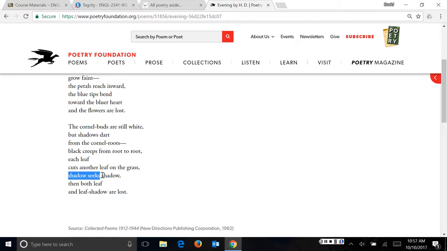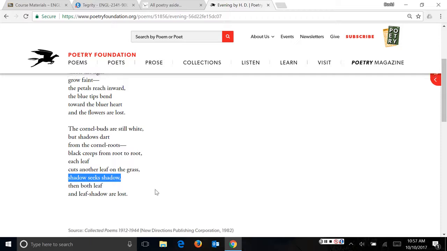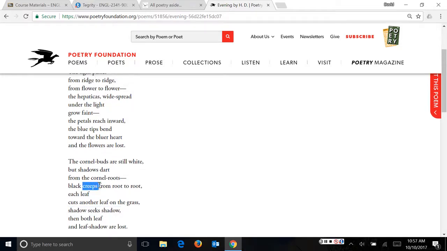But she also gives personification in a few places, right? She says shadow seeks shadow, as if shadow has this human quality of seeking, that it's capable of actively seeking something, or that it creeps. That the black, meaning the shadow here, creeps from root to root. Whether light has a consciousness of being able to creep or to seek anything is completely, I think, metaphysical, but it is still a personification.